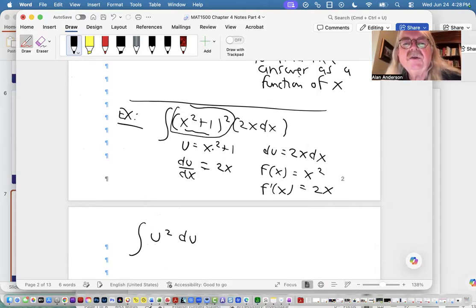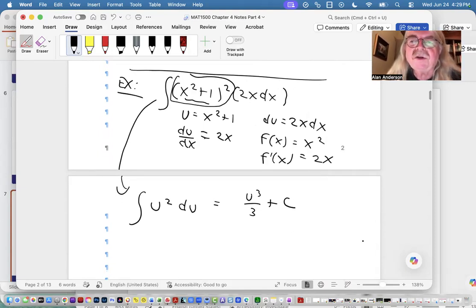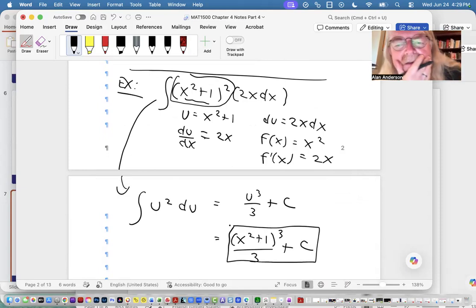And we've also shown that if u is x squared plus 1, du is 2x dx. So this equals this. And this is easy to integrate. In fact, we can simply apply the power rule, and we end up with u cubed over 3 plus c. Now, of course, that's not the right answer because it's in terms of u, but all we have to do is replace the u with x squared plus 1, and we're all set. Oh, well, that's interesting. Wow.